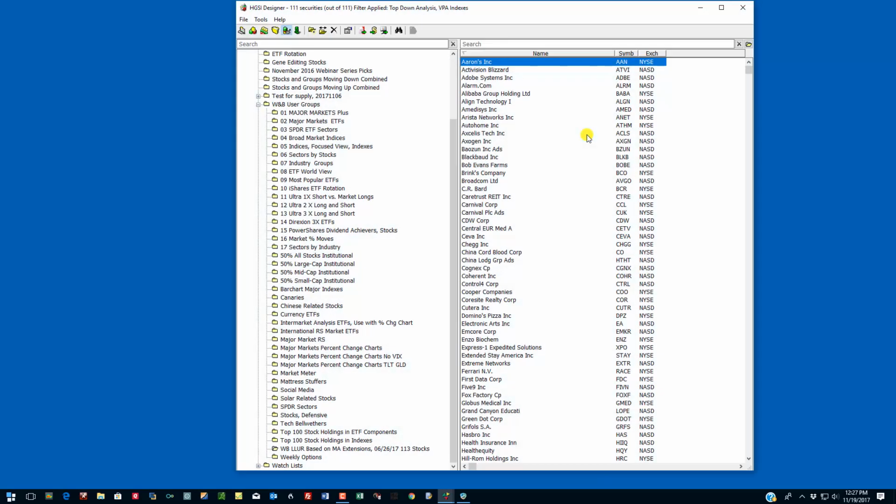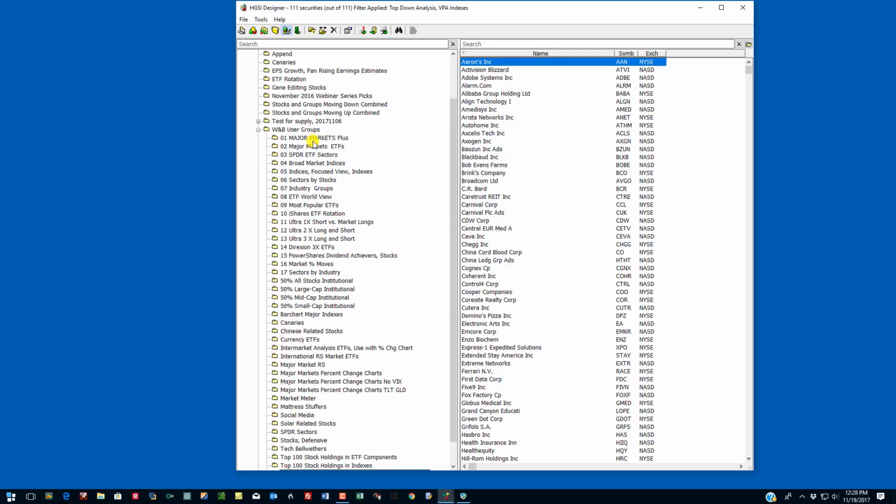I'm going to revisit a concept that I came up with back on June 26th. It's the LLUR based upon moving average extensions, or lower left, upper right charts based on the moving average extensions. Now, my theory at the time was that this is just a very quick way to find out if a market's rolling over or not.